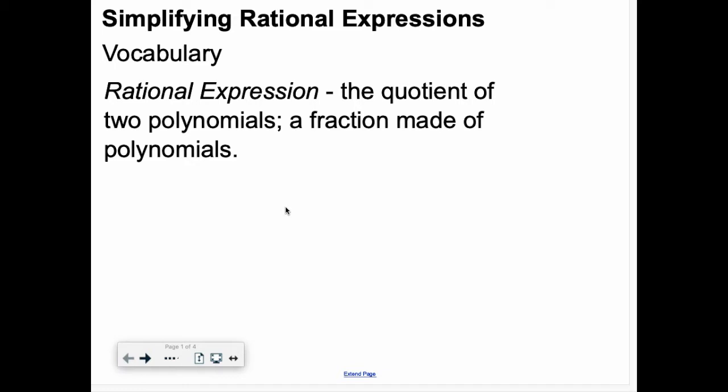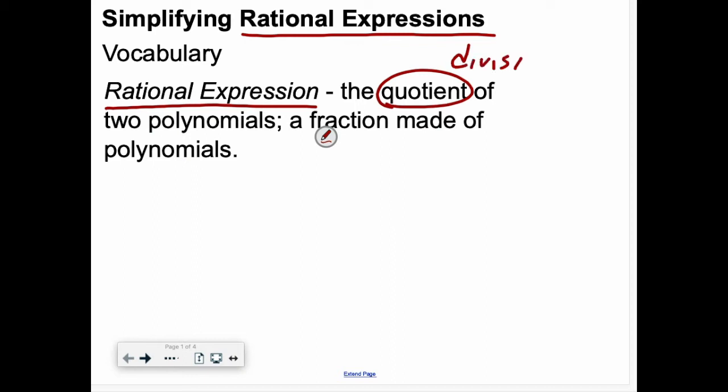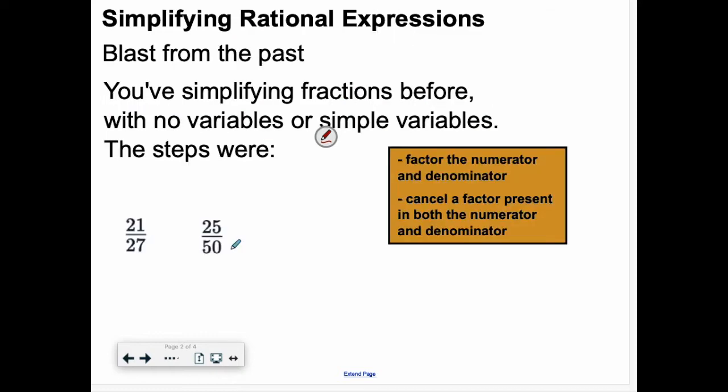We're going to start off with some vocabulary. Our goal is to simplify a rational expression, so it helps to know what a rational expression is. It's just the quotient, remember, this is division, of two polynomials. It's just a fraction made of polynomials. And you can have a polynomial that has many terms or just one term. Either way, it's still a rational expression. And you might remember this idea of rational numbers from when you talk about fractions. They were rational.